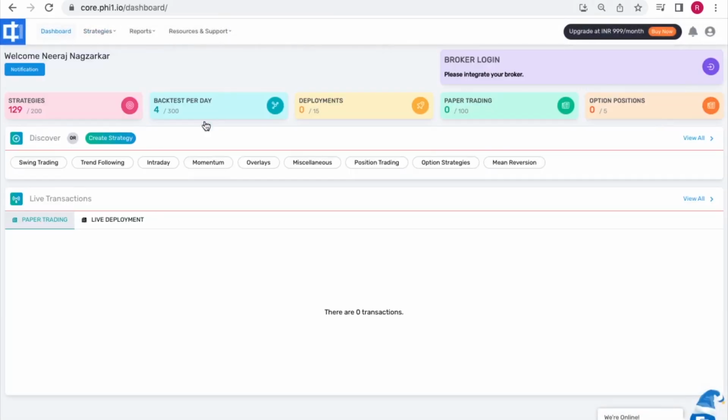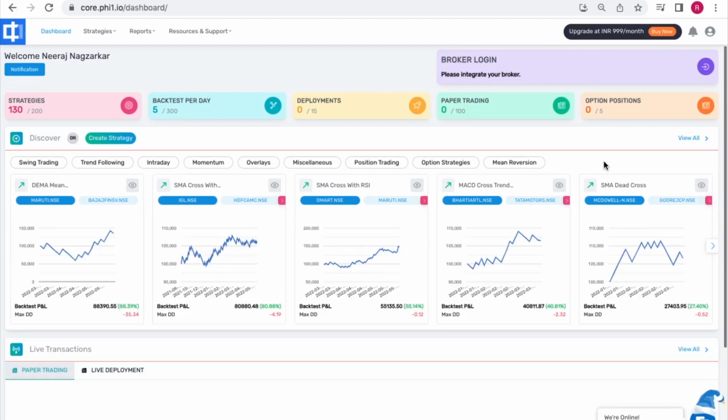Now if you go back to the dashboard, you'll see a discover section under which you'll see a lot of ready-made templates for strategies like the one that we just showed you. You can try any of these and customize them as you wish. You can also try the strategy we just illustrated right away for free by clicking the trial link in the description of the video.